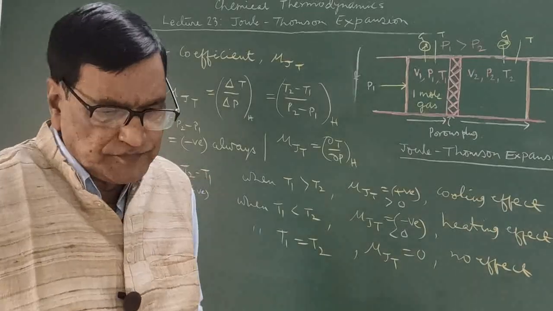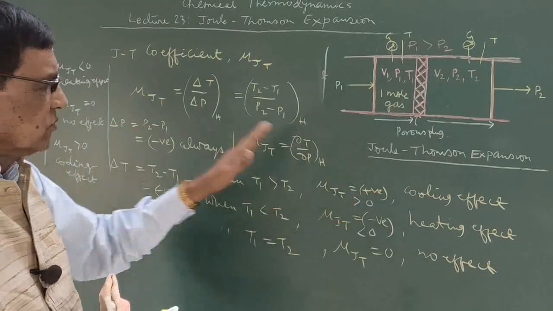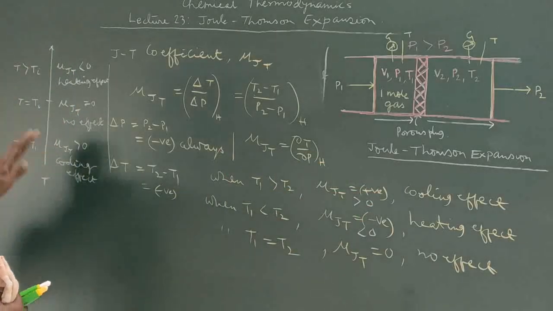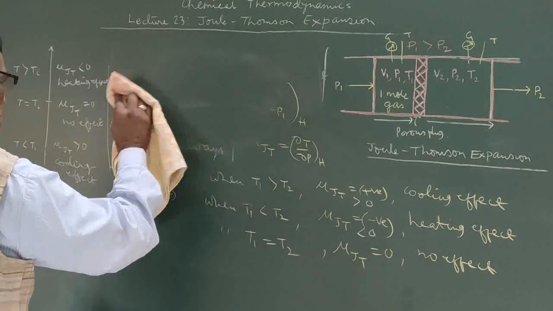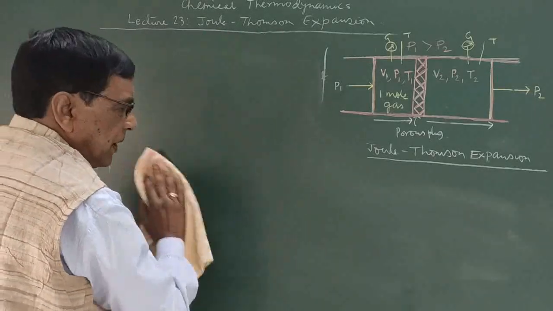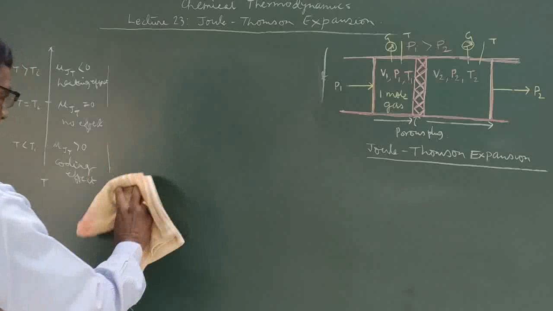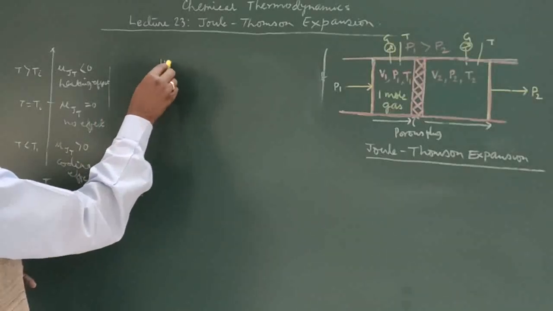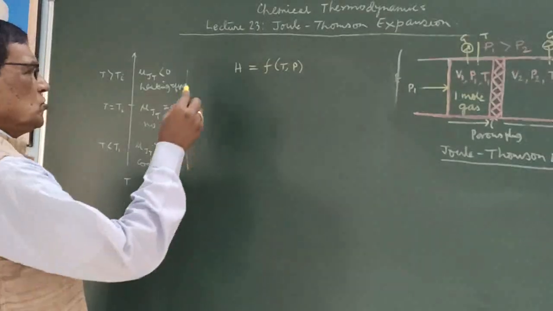Now I shall try to explain why and how the Joule-Thomson effect depends on the initial temperature of this gas. I can do this in a mathematical way, in order to explain the temperature dependency of this Joule-Thomson effect for the ideal gas and for the real gas. And you know the enthalpy H is a function of temperature and pressure.